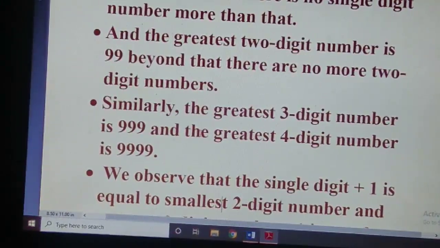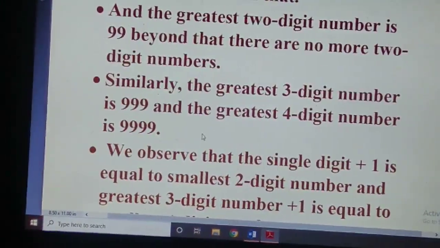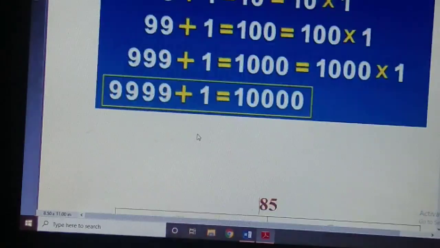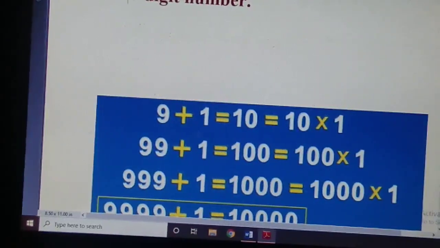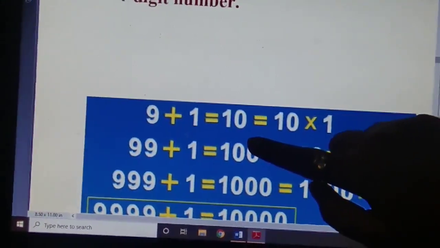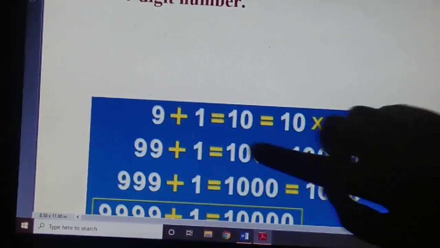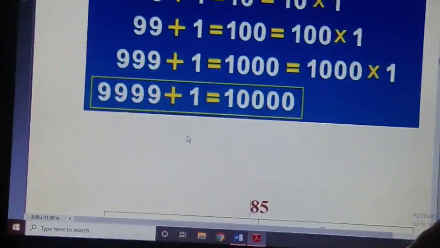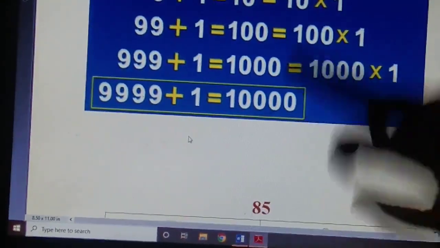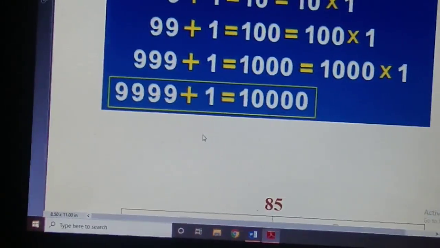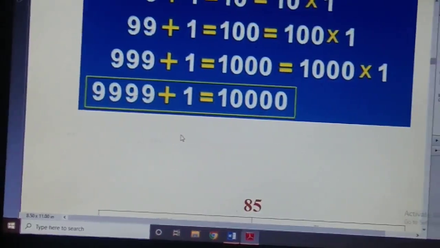Similarly, the greatest three digit number is 999 and the greatest four digit number is 9999. Now, the pattern shown on the screen: we observe that the greatest single digit number plus 1 is equal to the smallest two digit number. Greatest two digit number plus 1 is equal to the smallest three digit number. Greatest three digit number plus 1 is equal to the smallest four digit number. Same, the greatest four digit number plus 1 is equal to the smallest 5 digit number. Same, the greatest 5 digit number plus 1 is equal to the smallest 6 digit number.